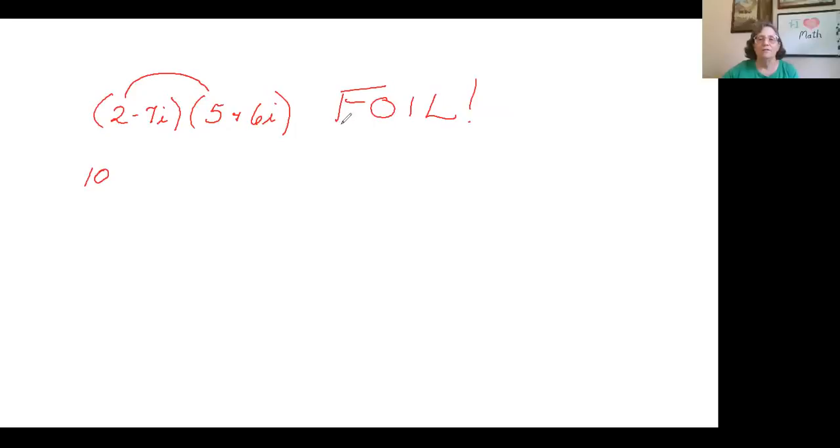We've got first, outer, inner, and last, which is where FOIL comes from. So here's our first, 2 times 5. Our outer are the 2 and the positive 6i, which would be a positive 12i. Our inner terms will give us a negative 35i. And the last is going to be a negative 42i squared.